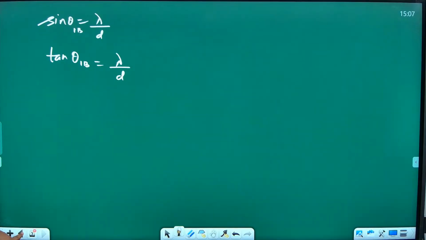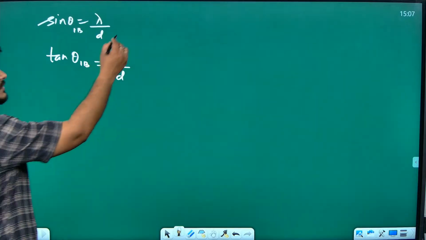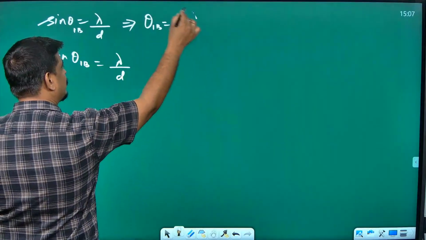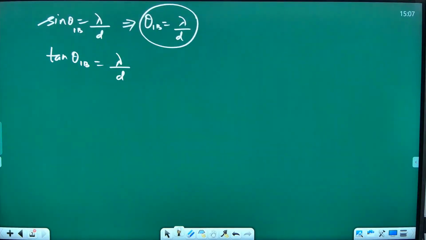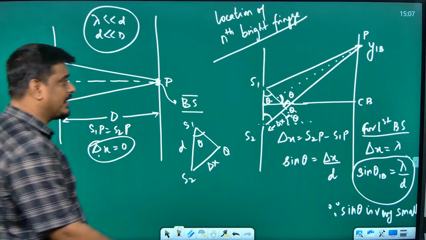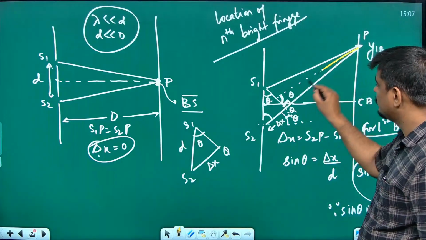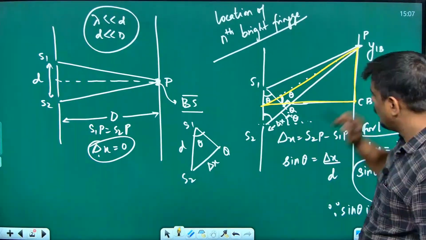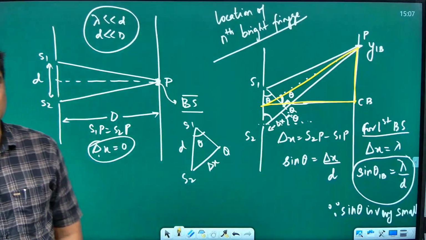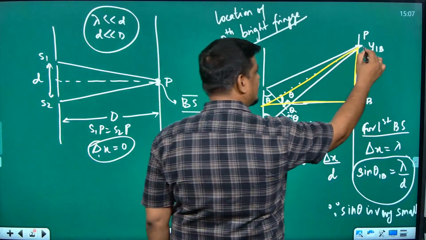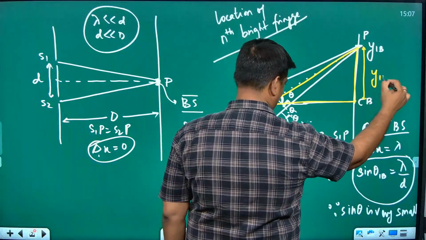Okay. Now coming back. Or also I can write theta of first bright as lambda by d. This also is one expression. Theta is called the angular position. Y is called the linear position. If you come to this triangle, the bigger triangle, I am talking about this triangle now. What is tan theta? This is only the location, y means this is only y of first bright.